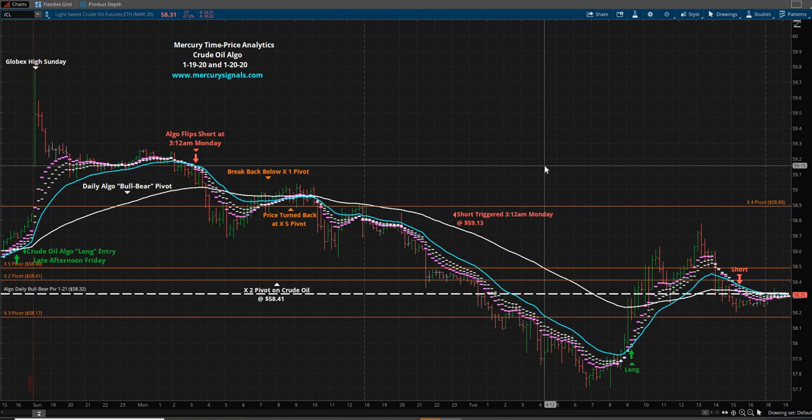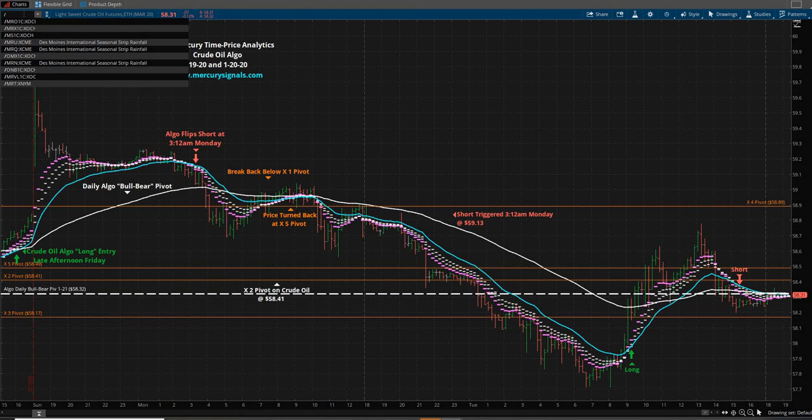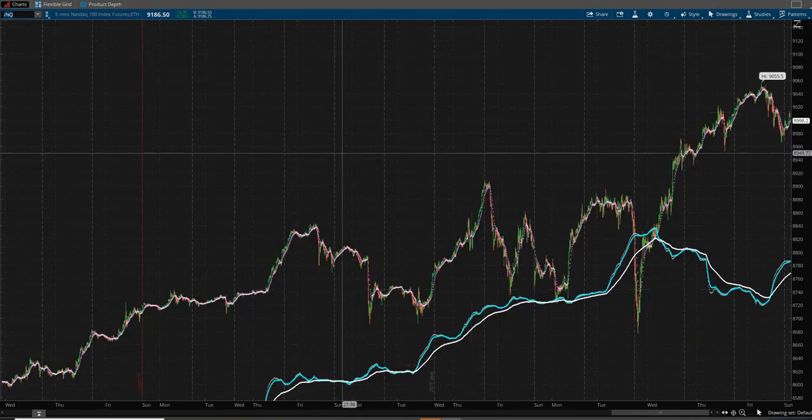And so that's going to wrap up today's update for ES and NQ. By the way, I didn't show you NQ. Forgive me. Let me go over here and take a look at NQ.